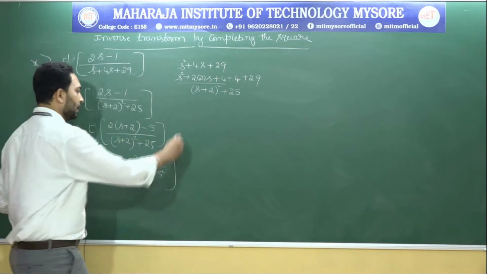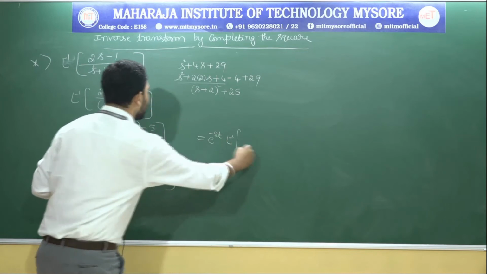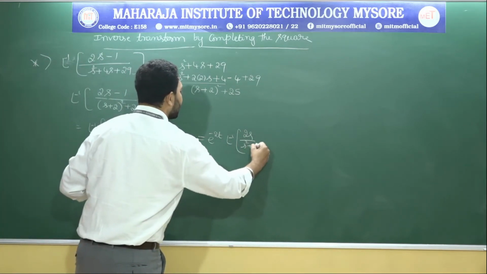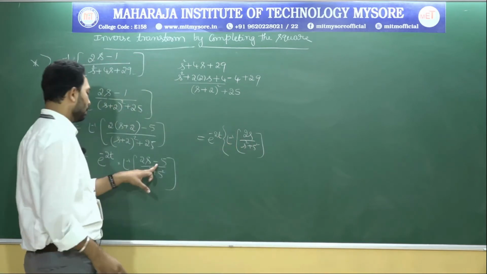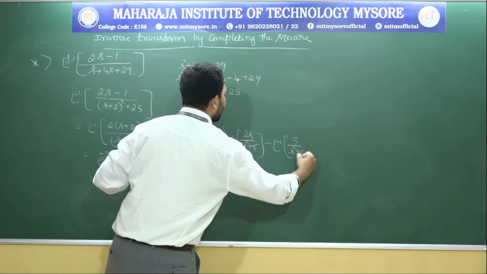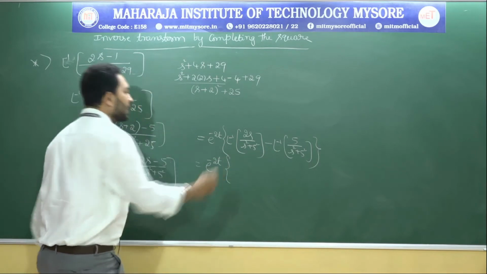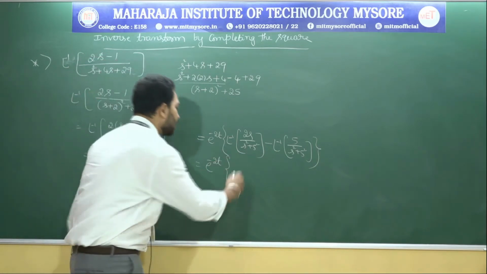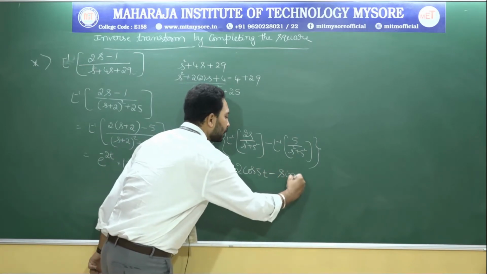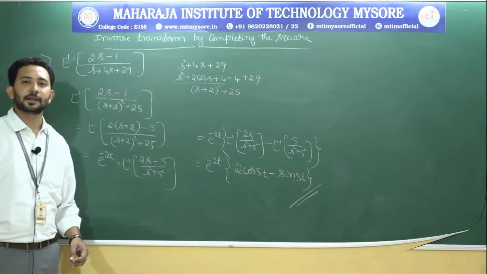So it is nothing but e power minus 2t into L inverse of 2s divided by s square plus 5 square minus L inverse of 5 divided by s square plus 5 square. So final answer is e power minus 2t into, 2s divided by s square plus 5 square is 2 into cos 5t, minus sin 5t. So this is the result.